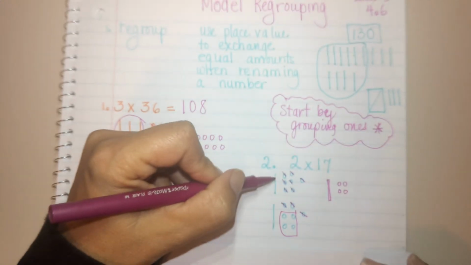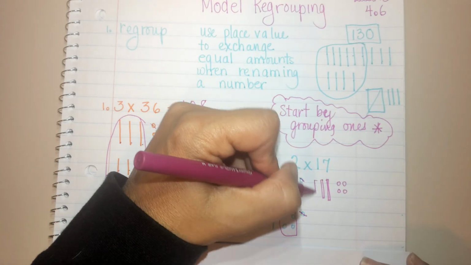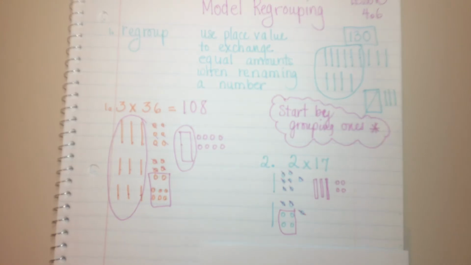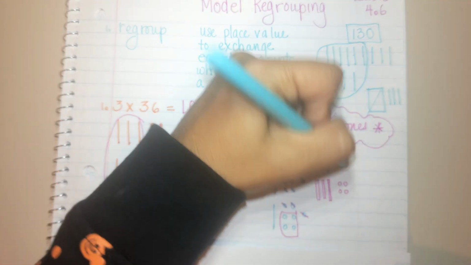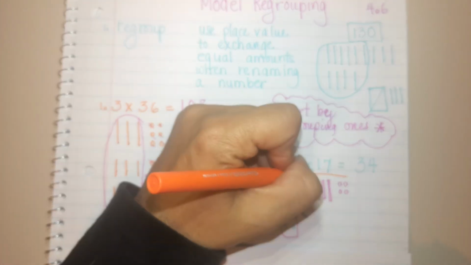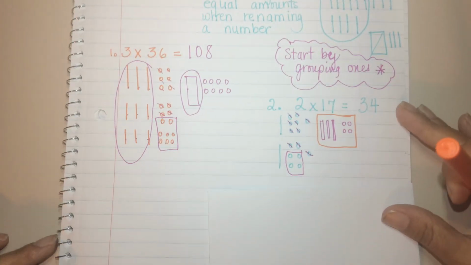And I have 2 more 10s. And when I count this, I have 3 10s and 4 1s. The answer is 34. Okay, you could draw that. You have room on the page for one more example.